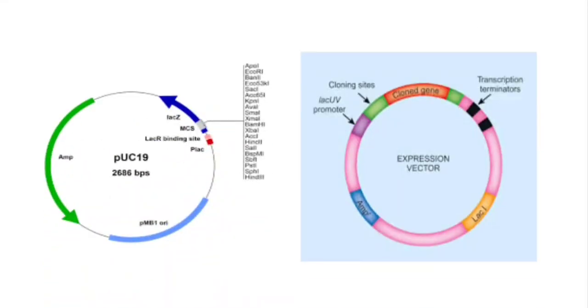Now this is a cloning vector and the other is the expression vector. If you see, there are many similarities. In the cloning vector, you can see ampicillin resistance, which is the selectable marker, and we have the origin of replication, and then we have these multiple cloning sites. In the expression vector also, we can see all these three things, but here we also have a promoter sequence and a terminator sequence, which makes it different from a cloning vector.